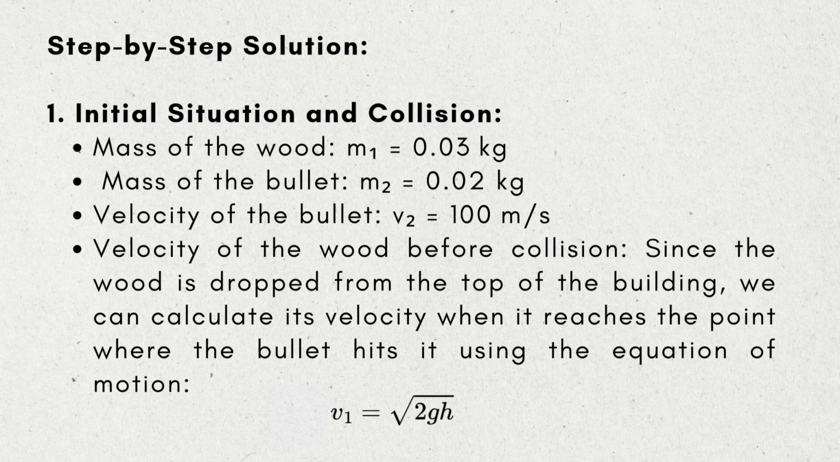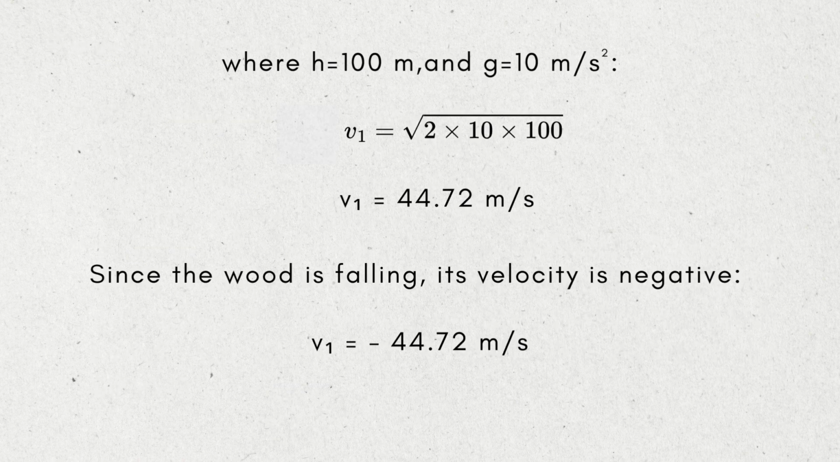Since the wood is dropped from the top of the building, we can calculate its velocity when it reaches the point where the bullet hits it, using the equation of motion. V1 is equal to square root of 2gh, where h is equal to 100 meters, g is equal to 10 meters per second square. By substituting the values of h and g, we get V1 is equal to 44.72 meter per second. Since the wood is falling, its velocity is negative. Therefore, V1 is equal to minus 44.72 meter per second.